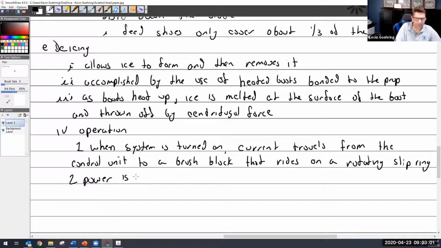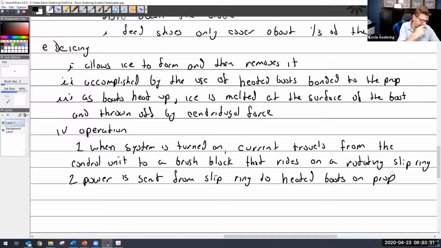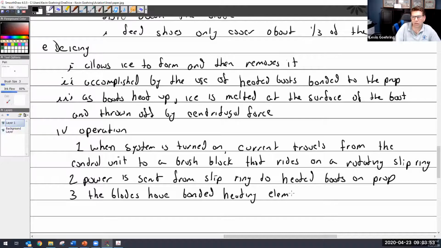Power is then sent from the brush block through the slip ring, sent from the slip ring to heated boots on the prop. Well, they're heated now. Three, the blades have bonded heating elements. Bonded means glued. Heating elements that heat with current flow.